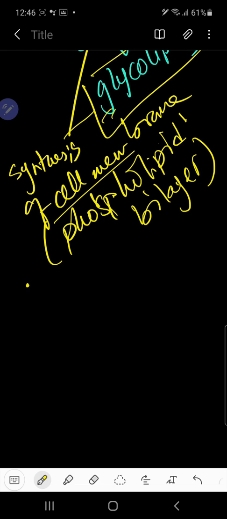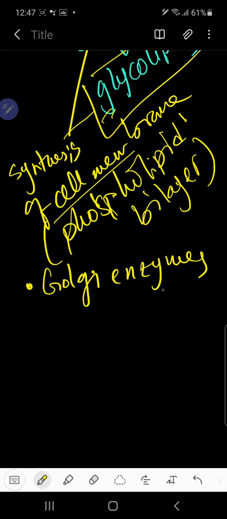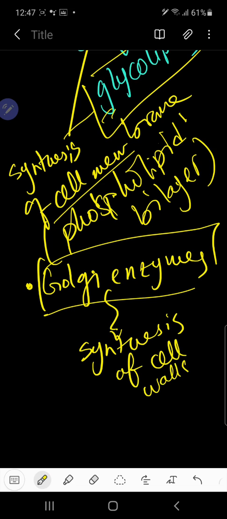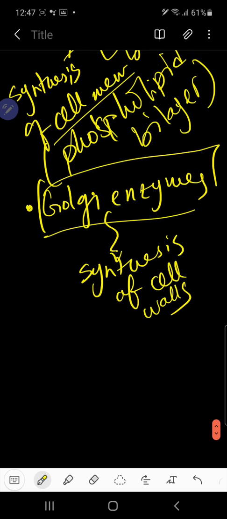The other function of the Golgi apparatus, as I was mentioning before, is during plant cell division. There are certain types of enzymes called the Golgi enzymes, which are produced by the Golgi apparatus. These Golgi enzymes can be used for the synthesis of new cell walls. We know plant cells have cell walls, so these Golgi enzymes can be used for the synthesis of cell walls.